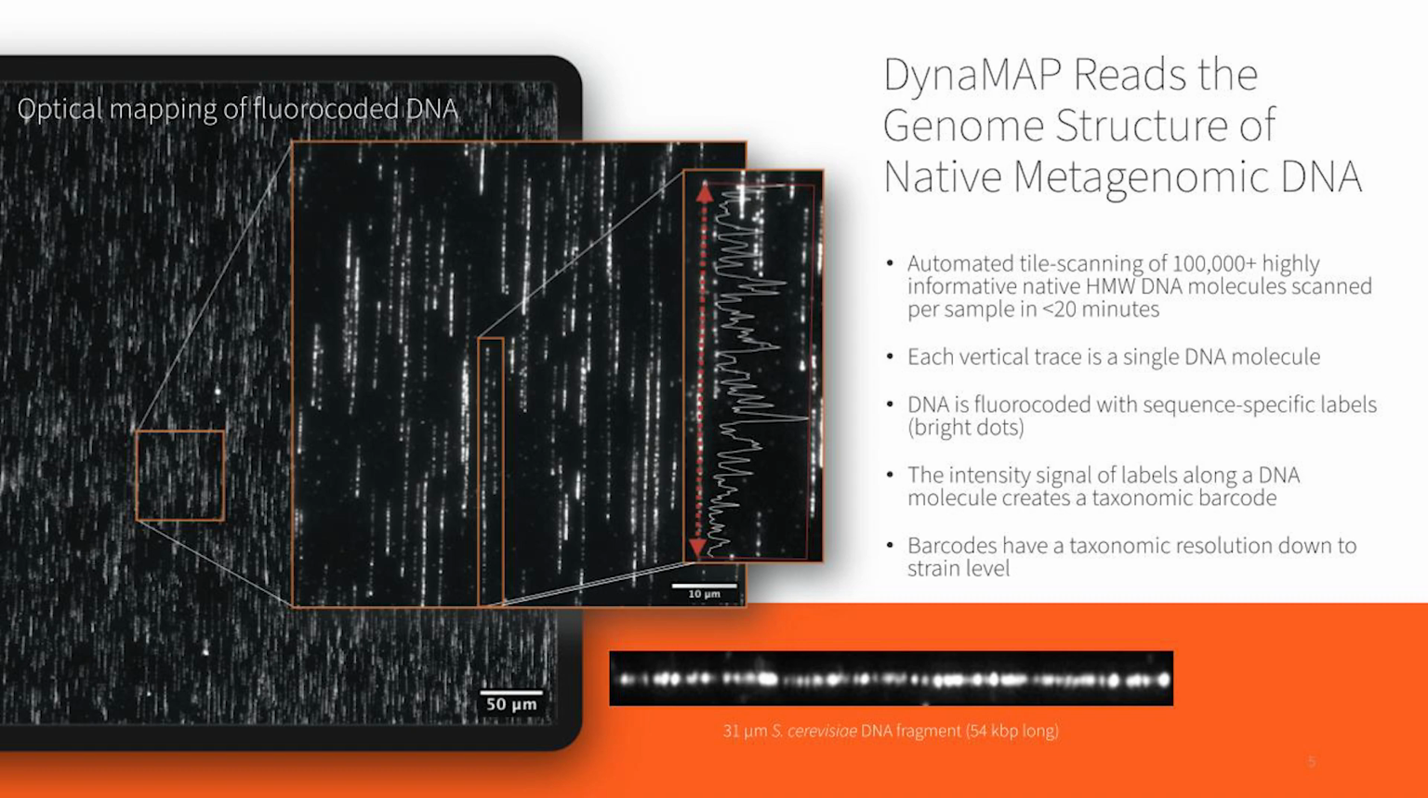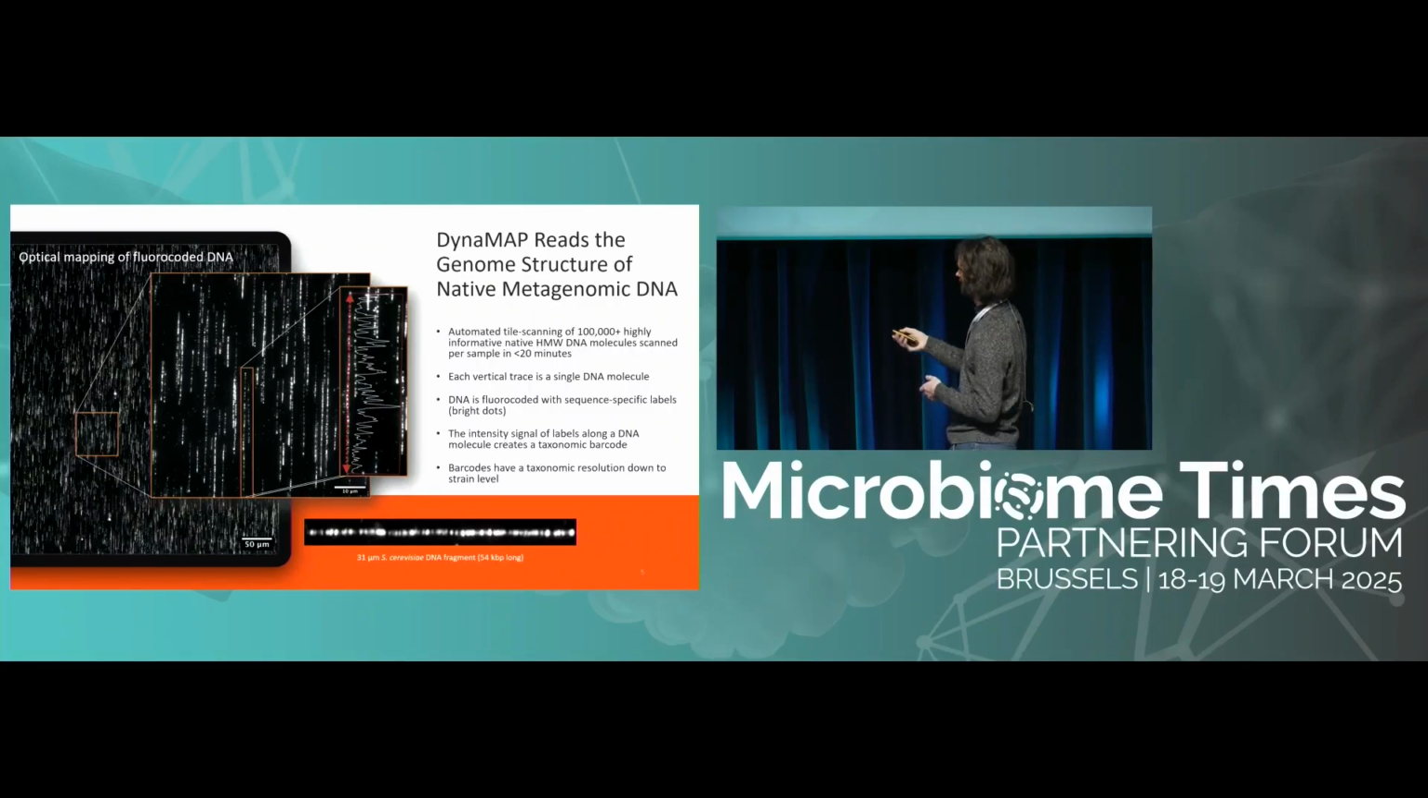So this is really our raw signal. You see the vertical lines that are highlighted here. These are individual double-stranded DNA molecules that carry the fluorescent labeling pattern. This pattern, and I'm zooming in on one here, reveals something about the underlying sequence, of course. It doesn't allow you to read the sequence, but it contains sufficient information to determine what strain of organism this is. In this case, it was a Saccharomyces cerevisiae 54 kilobase pair long fragment. So this pattern is our raw read.